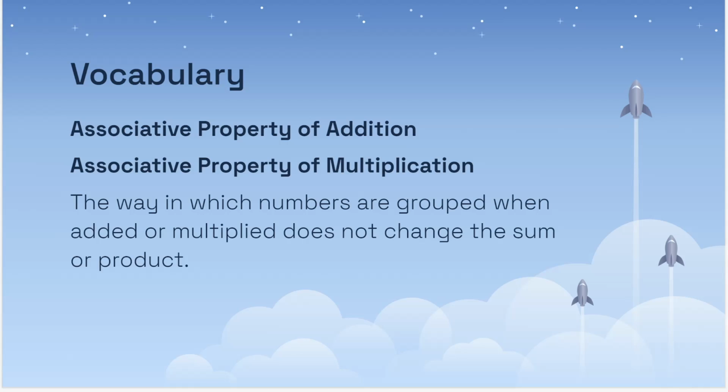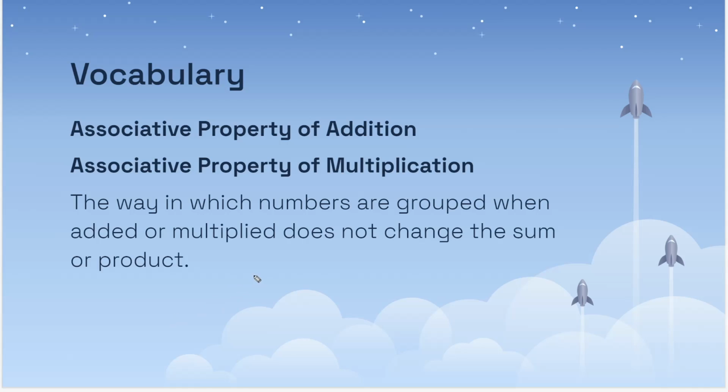Now we have the associative property of addition and multiplication, which is the way in which numbers are grouped when added or multiplied does not change the sum or product. And again, this only works when you're dealing with all addition or all multiplication.